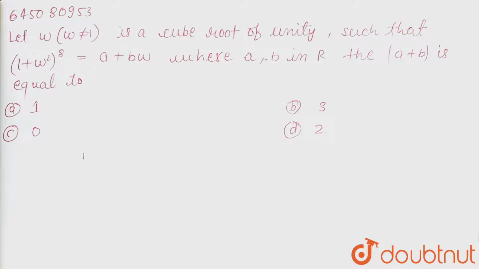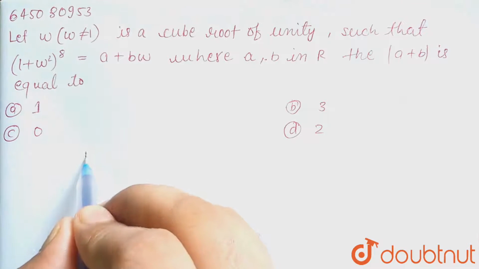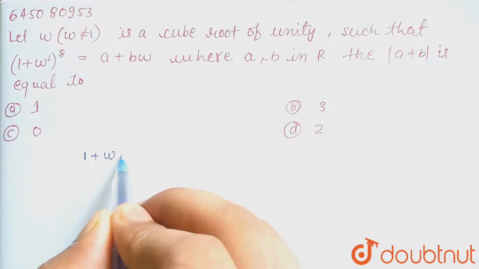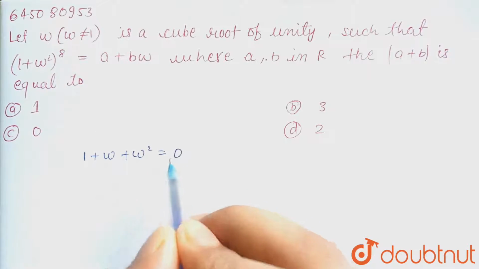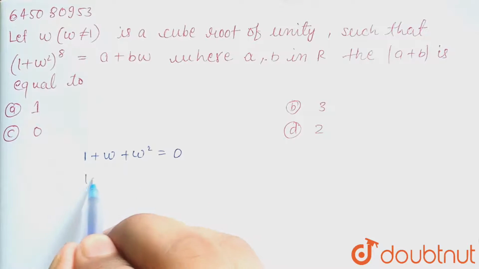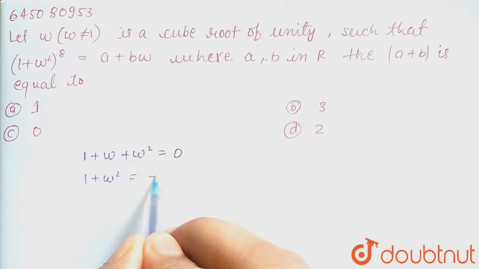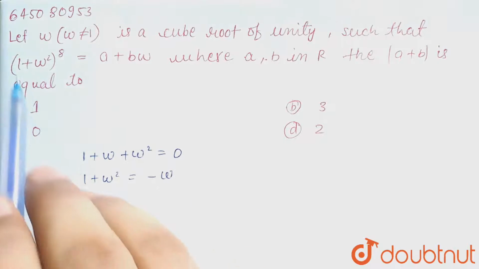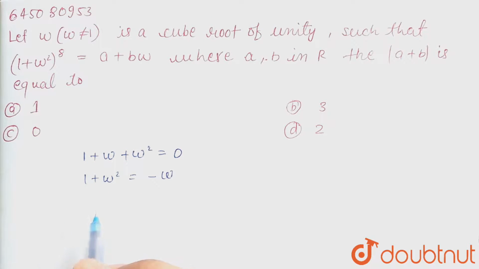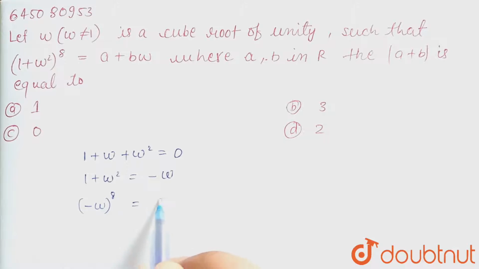Now, as we know, the sum of all cube roots of unity is equal to 0, that is, 1 plus omega plus omega squared is equal to 0. So from here we can say that 1 plus omega squared is equal to minus omega. Now if we replace 1 plus omega squared with minus omega in this equation, then we will get (minus omega) to the power 8 is equal to a plus b omega.